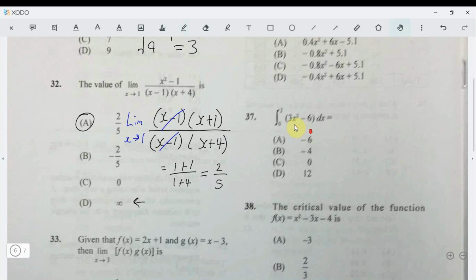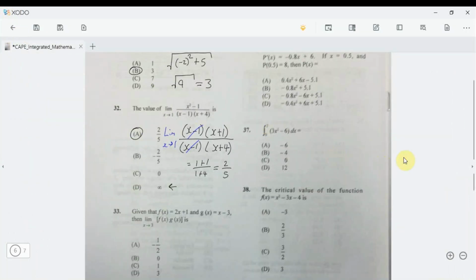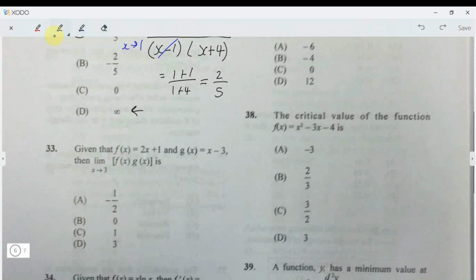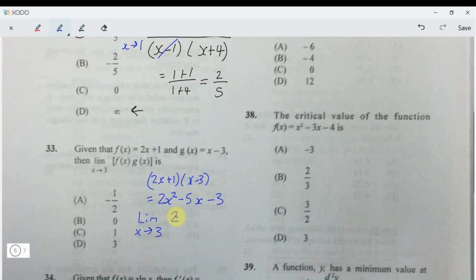Alright, now number 33. Number 33, it says we need to evaluate the limit of f of x times g of x. Now, f of x times g of x, alright, let's just multiply them. So 2x plus 1 times x minus 3, that should be equal to 2x squared minus 5x minus 3. That's f of x times g of x. So the limit now, as x approaches 3 of f of x times g of x is the limit of 2x squared minus 5x minus 3. So you plug in 3 now, so it's 2 times 3 squared minus 5 times 3 minus 3. 3 squared is 9. 9 times 2 is 18 minus 15 minus 3, that is 0. Option B, 0. Now, you didn't have to do it that way, guys.